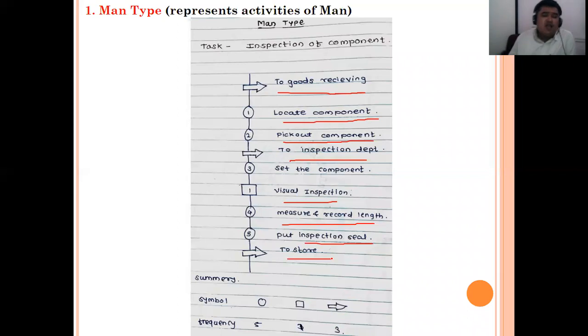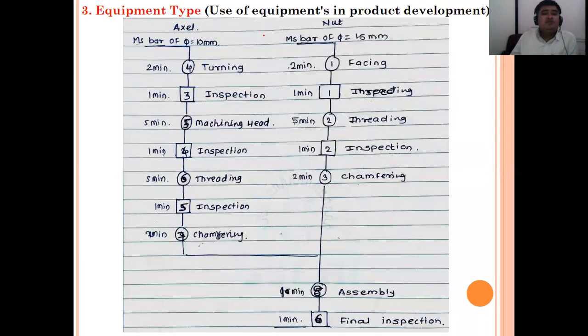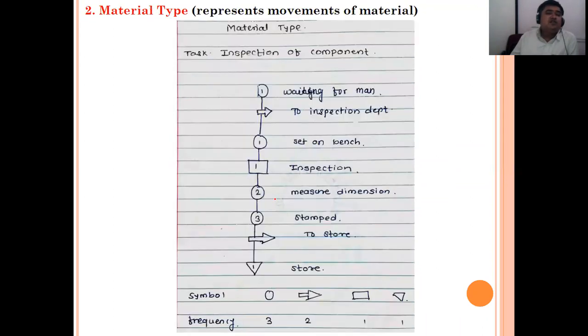So in this flow chart, how many symbols are used? The operation symbol, the circle, is used 5 times. The inspection symbol is used one time only here, and the transportation symbol is used 3 times. Here the timing was not given, how much time is required, but it can be given in the last one, the equipment type, where the actual part is manufactured.